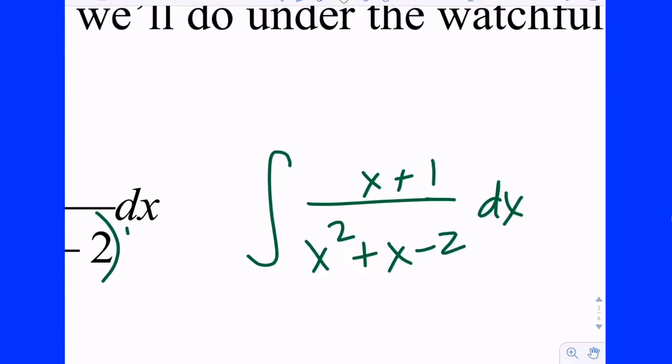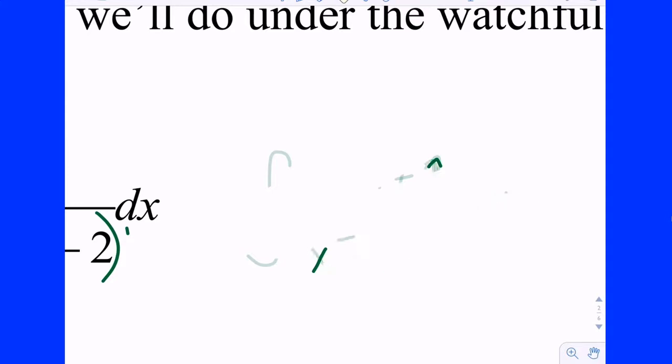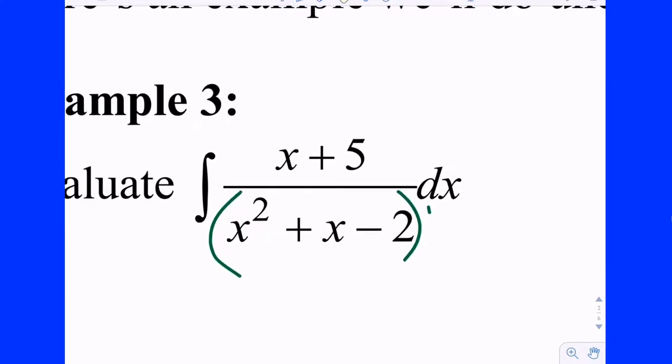What if there were not a 2x plus 1 in the top but a 4x plus 2 in the top? Would it still be a natural log rule? Yeah, we would factor a 2 out of the top, bring it out front, and we'd have it. So when you have a quadratic in the bottom and a linear in the top, it could be a natural log rule. But in this case, it's not.